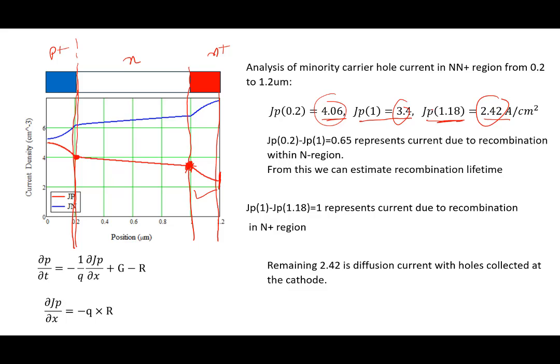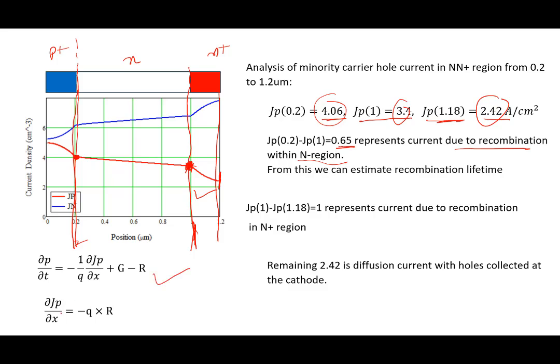What is happening? 4.06 minus 3.4 tells you what? Holes have been injected into N. What is happening to them? They're recombining. So 4.06 minus 3.4, that difference, represents current due to recombination within the N region. That's the recombination current, right? So much was injected and so much came out at this particular point. The difference between the two is a recombination current. That's why I had given you the continuity equation also.